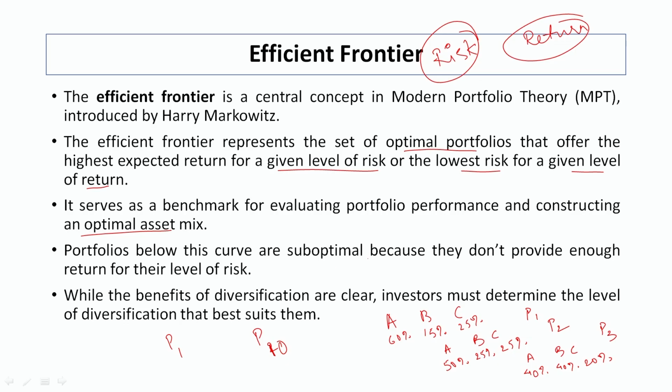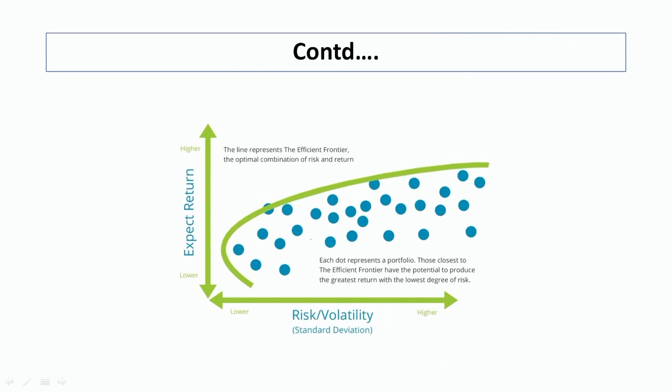So portfolios below this curve are suboptimal because they don't provide enough return for the level of risk. If we go through these portfolios, these are P1, P2, P10, P9, P8, P7. So these are certain portfolios that have been developed by an individual investor. And then we have to draw this efficient frontier. This is termed as efficient frontier. So portfolios below these lines, all these portfolios P1, P2, P9, P10, P8 and P7, are basically providing less return to the investor, but the risk is very high.